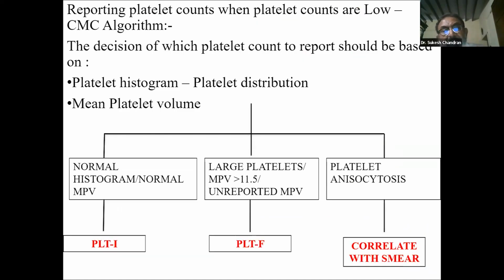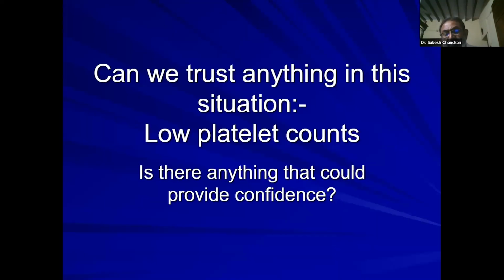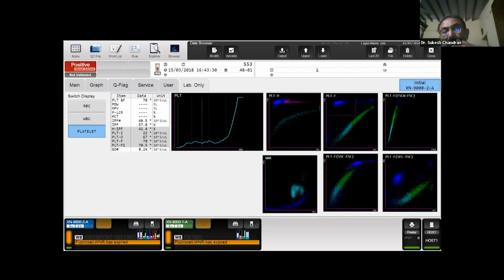So the philosophy in CMC is that when there is thrombocytopenia, look at the histogram, because the histogram is the measured parameter and not a derived parameter. Platelet count is a derived parameter. If the histogram is normal, report whatever platelet count without looking at the sphere. If the histogram shows that there are large platelets, do a fluorescent platelet count and report the fluorescent platelet count. If there is platelet anisocytosis, look at the sphere and report the sphere count. So now you realize that you can trust the histogram.